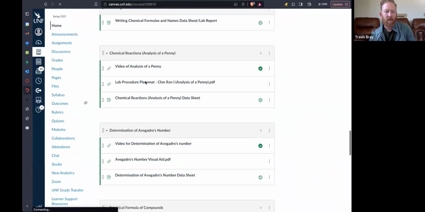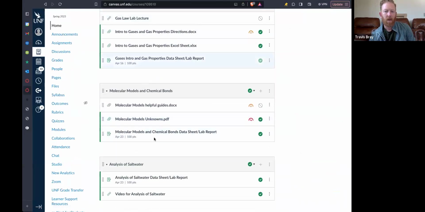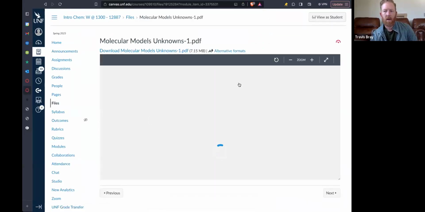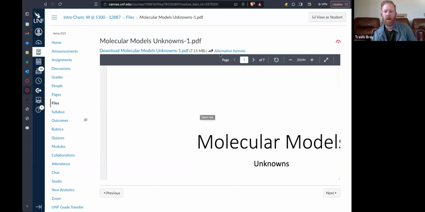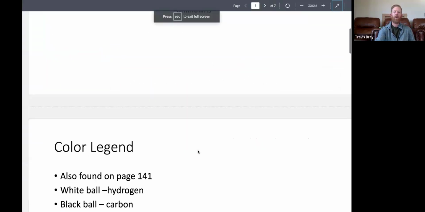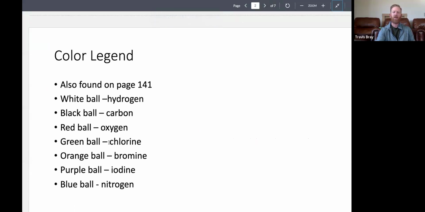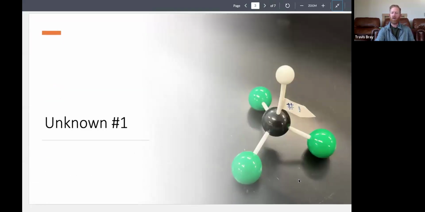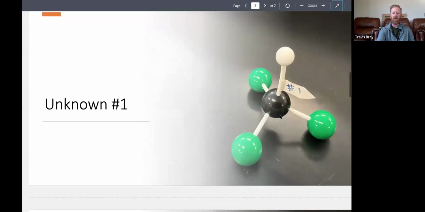When you scroll down, you'll see under the molecular models and chemical bonds, molecular model unknown. Let's see if we can make this big. There we go. So it gives you the key, and theirs is a little bit different than mine. Mine was brown for bromine, green for chlorine and purple for iodine. We use different colors for nitrogen, but mostly they're the same. And so you'll see here's 3 chlorines and a hydrogen around carbon. That's unknown number one. You'll identify the atom.